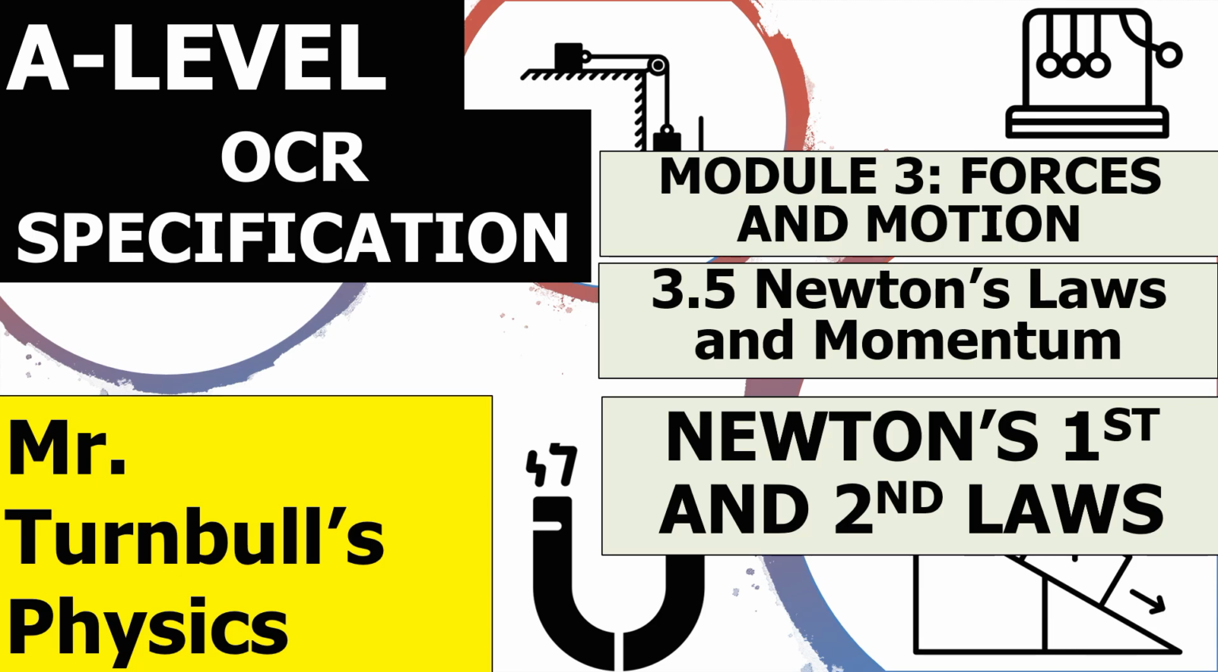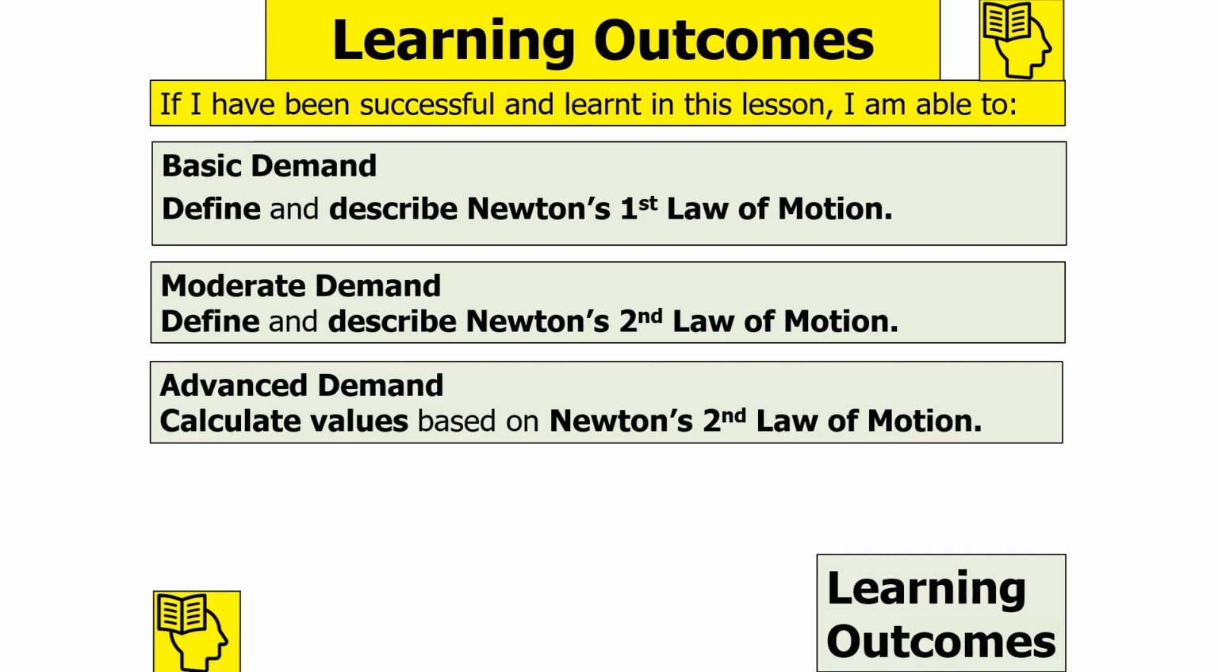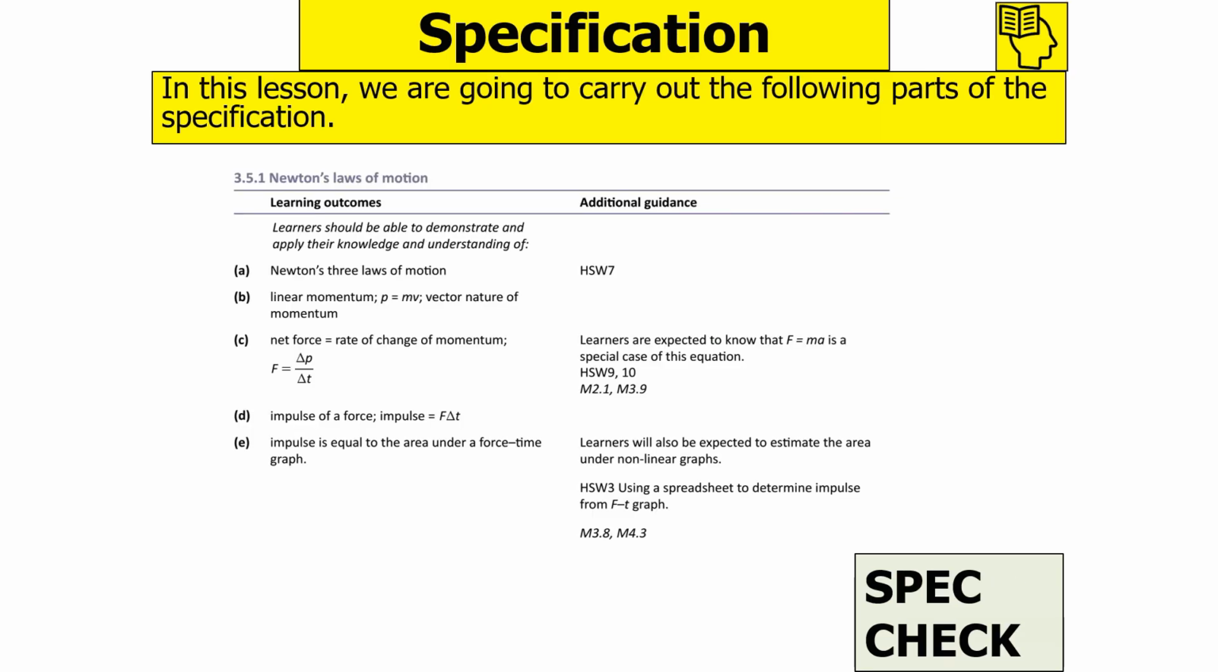So if we've been successful in today's lesson, we should be able to define and describe Newton's first law of motion, define and describe Newton's second law of motion, and calculate values based on Newton's second law of motion. So in this lesson we're going to look at the following parts of the OCR A-Level Physics specification, in particular Newton's three laws of motion.